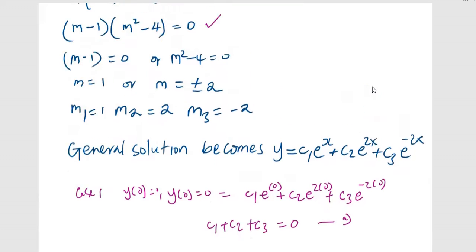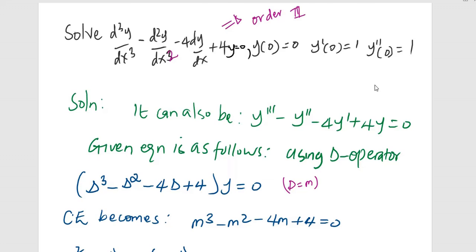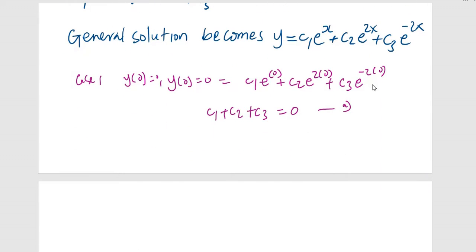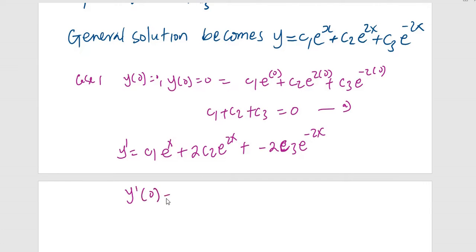Now I look at the second condition, which tells me that the first derivative of y with respect to x at 0 is equal to 1. So I have y equal to c1 e to the x plus c2 e to the 2x plus c3 e to the negative 2x, and I differentiate this with respect to x. It will be c1 e to the x plus 2c2 e to the 2x plus, actually, minus 2c3 e to the negative 2x. So if I get y prime of 0, I substitute the 0 value in this equation, and it is equal to 1.